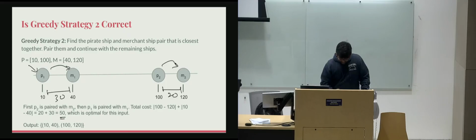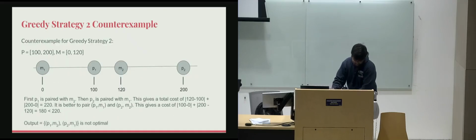Let's see the counterexample here. If we follow the same strategy, then this P1 ship will be paired with M2, right? Because that is the closest ship that it has. So it will be paired with M2. And P2 will have to go back to M1.